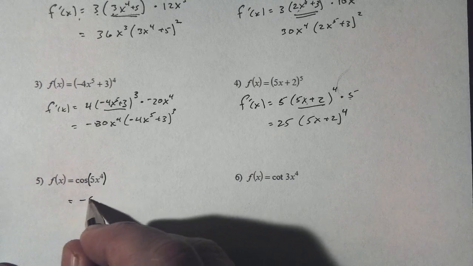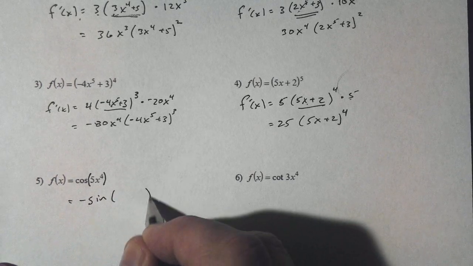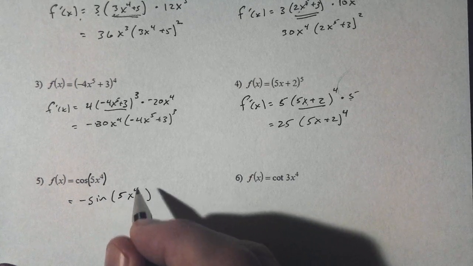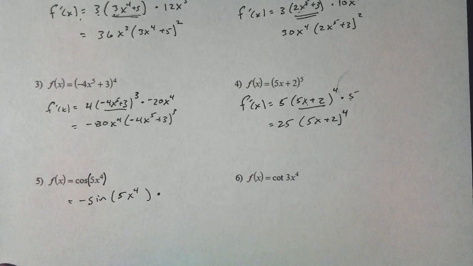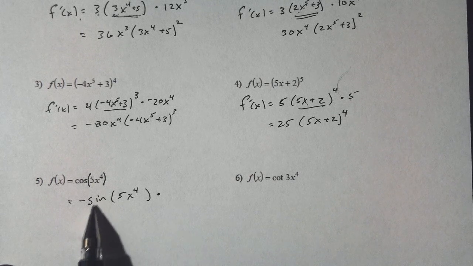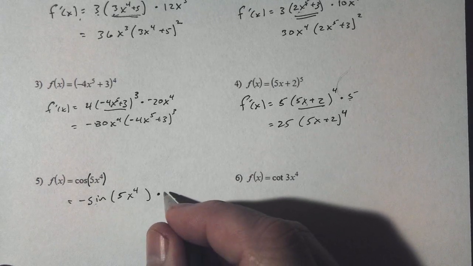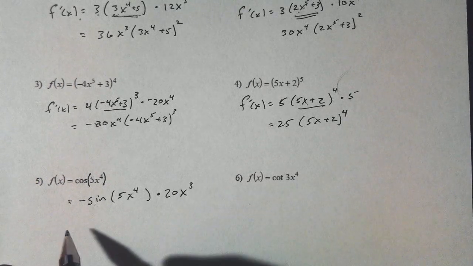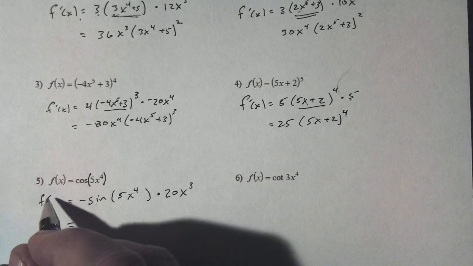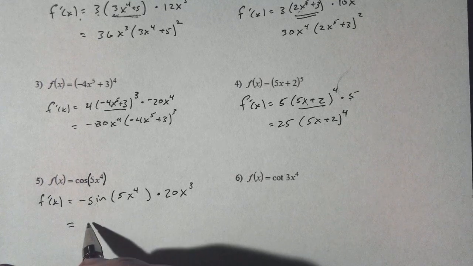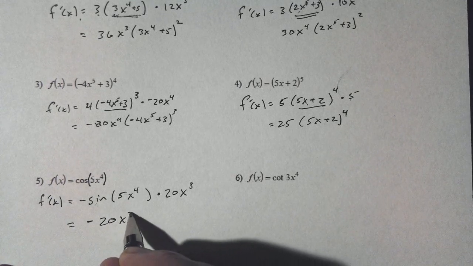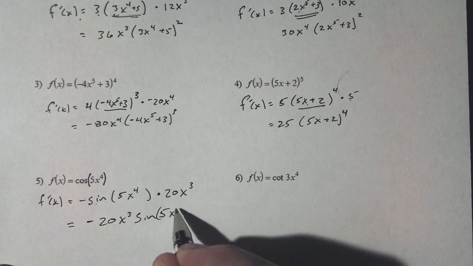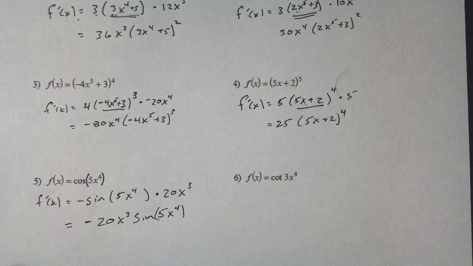So we get negative sine of, leave the baby alone, 5x to the fourth, and then treat the baby. So this is outside of the sine function. So we get 20x to the third, f prime of x equals. So simplify, maybe negative 20x to the third sine of 5x to the fourth. Okay?